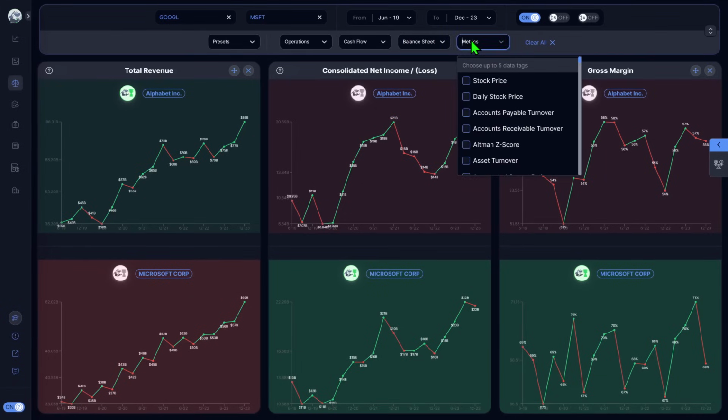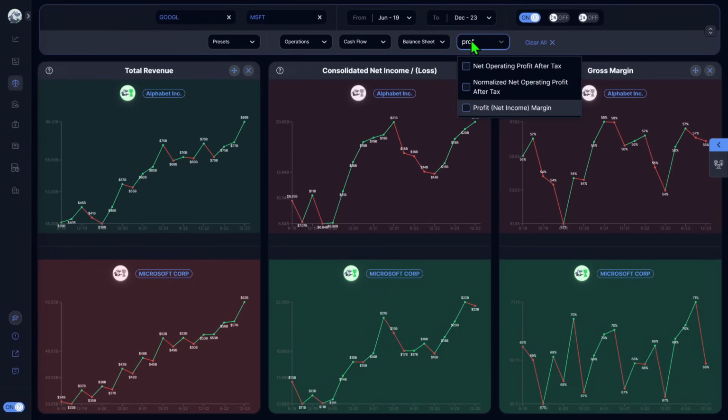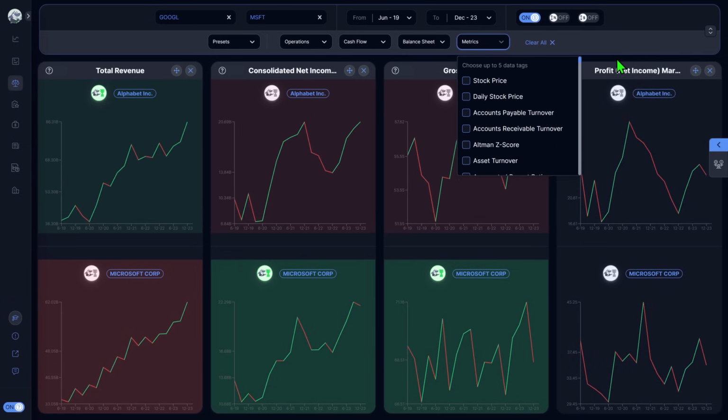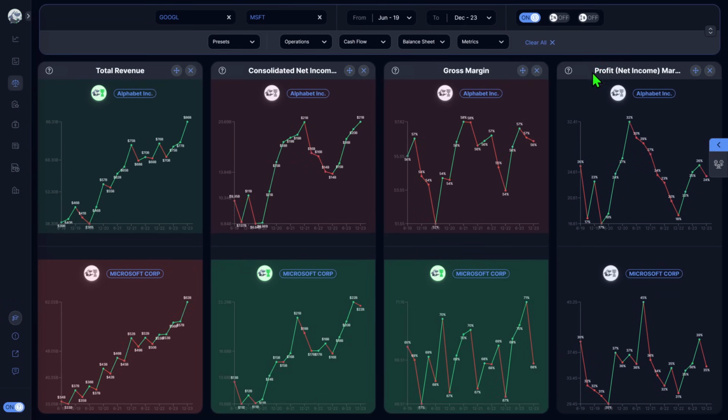Profit margin. Google's profit margins are in the range of 16% to 32%, while Microsoft's are in the range of 29% to 45%. Microsoft wins profit margin.